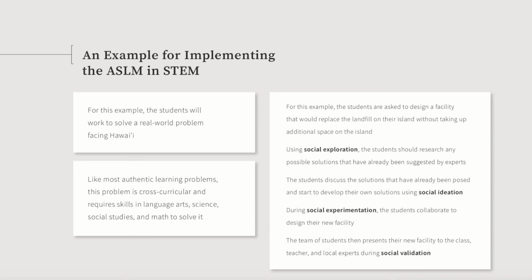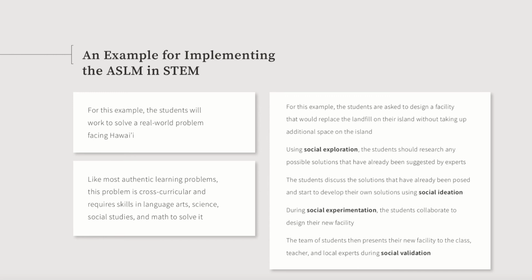The students should then discuss the solutions that have already been posed and start to develop their own solutions using social ideation. The students work together to brainstorm ideas for their new facility, and each student presents an idea for discussion. The team provides feedback and builds on one another's ideas to develop their final solution to the problem.